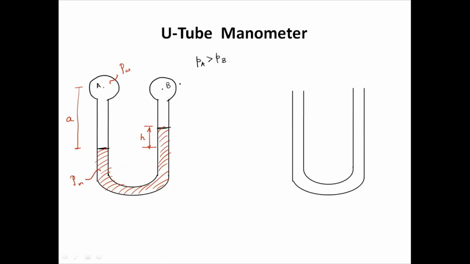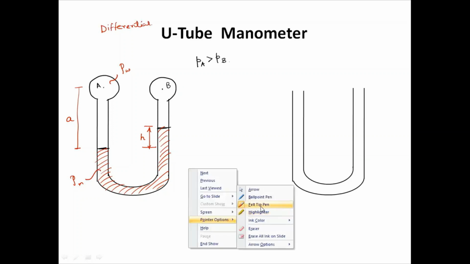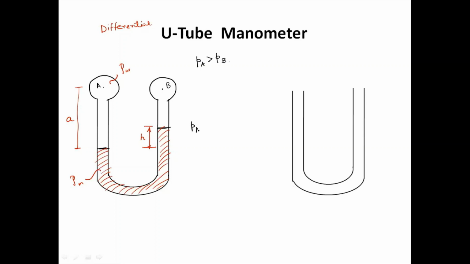It is not open to the atmosphere, so we are going to measure differential pressure here, not gauge pressure or vacuum pressure. This kind is a differential U-tube manometer, where one side is not open to the atmosphere. The consideration is the same. So PA plus A, the height, rho W into g. The reference line is now chosen here, the X axis.